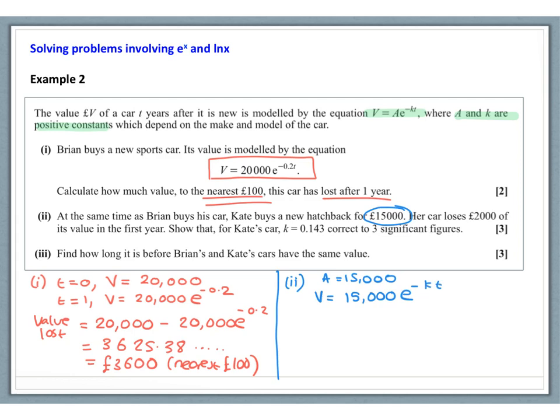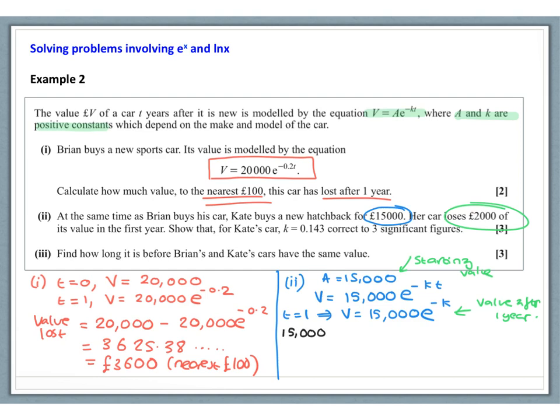And we know that if t equals 1, we can substitute this in. So the value is equal to 15,000 e to the negative k. Now, we know the starting value of the car is this number, 15,000. And we know that this is the value after 1 year. We also know that the car loses £2,000 of its value in this first year. So we know that the difference between the starting value and the value after 1 year is going to equal £2,000.